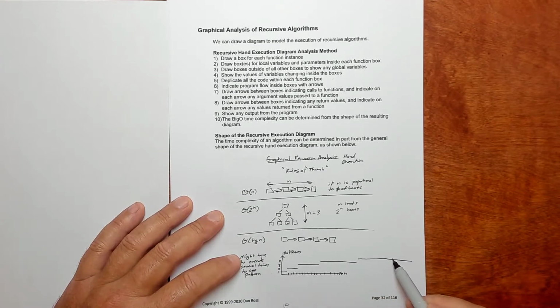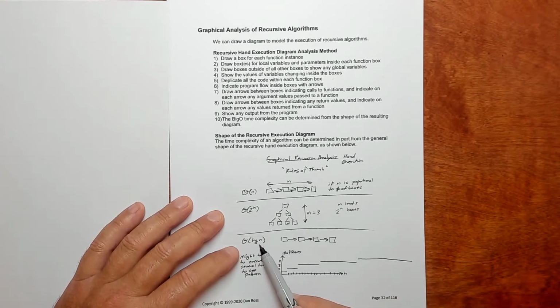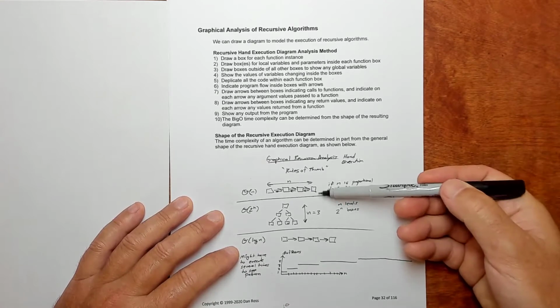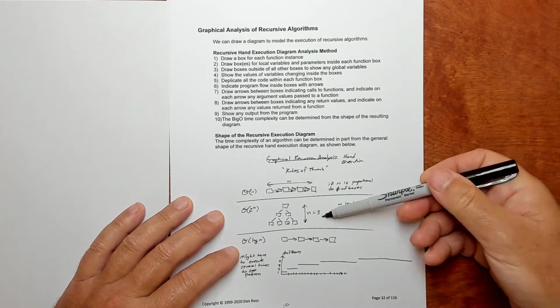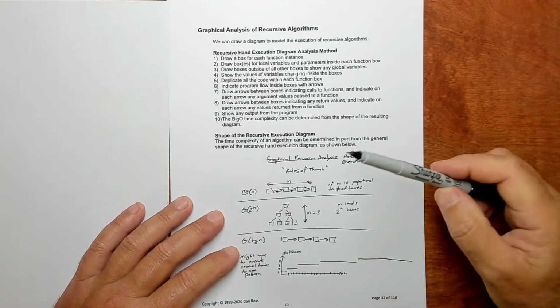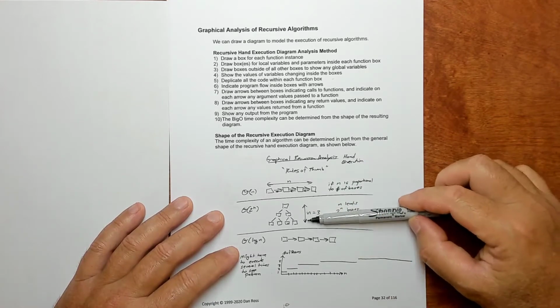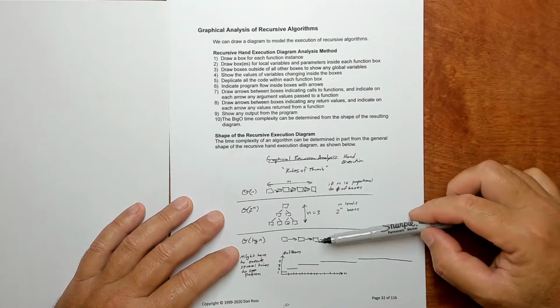discrete logarithm, we call this. So this is going to be log n. Once again, it looks like n, but the number of boxes is not proportional to n, the problem size n. It's logarithmically proportional to n. So these are the main shapes that you're going to get. Most of the algorithms we look at will have one of these 3 shapes.